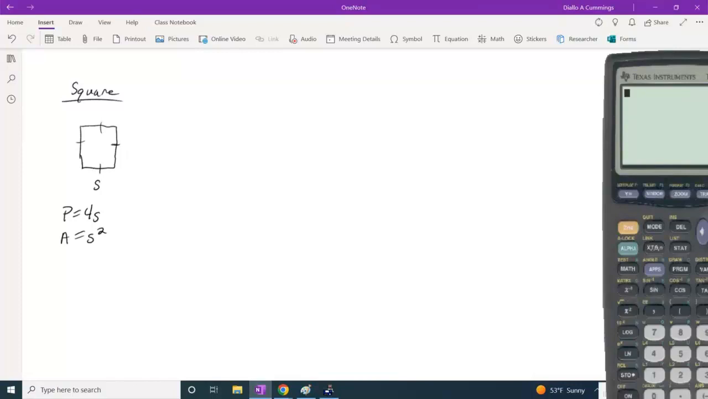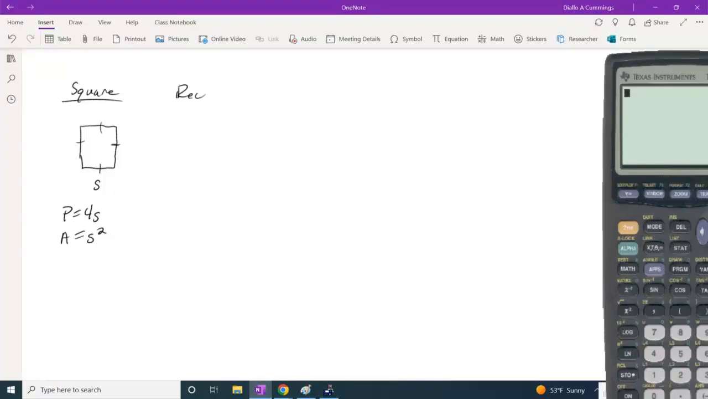The area measures the amount of surface that an object has. The perimeter is measured in a unit alone, for example, feet, inches, centimeters. The area, which is the amount of surface an object has, is measured in square units. So feet square, centimeters square, that sort of thing.